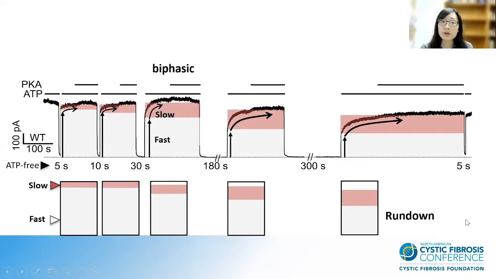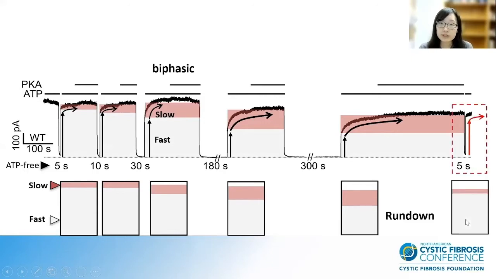Rundown channels become less sensitive to ATP. However, despite their slow response, they at least manage to recover. You can see at the end of the recording, if we remove ATP briefly, all channels can again rapidly come back, meaning that those who had experienced rundown are now recovered to normal, fast responding channels. So this rundown is reversible.